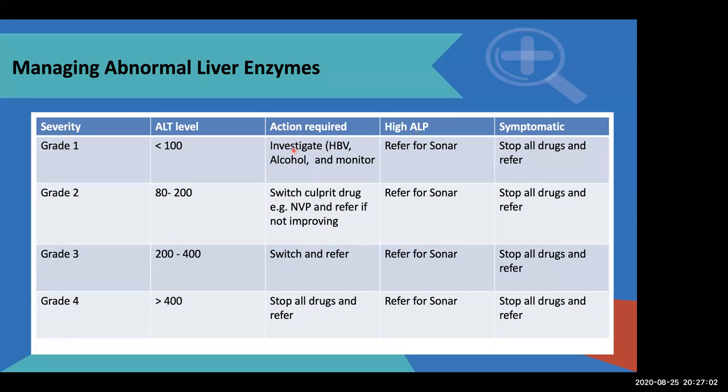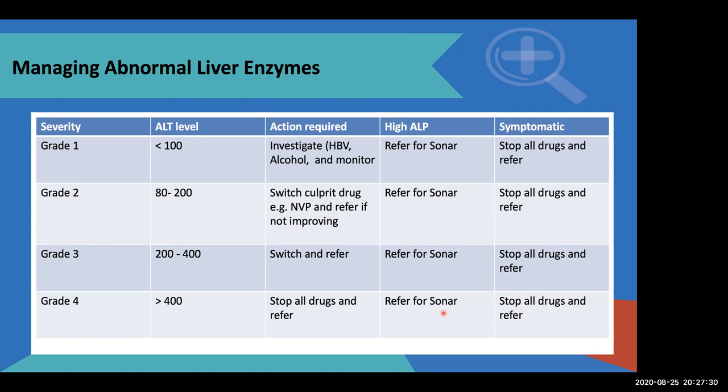So at the NIMART level, grade one toxicity is what you manage. Grade two, you manage after discussing with your doctor, because you need to stop specific liver toxic drugs and give your patient a better regimen. Grade three, grade four, they are beyond the NIMART scope. All symptomatic patients must be referred. All patients with a high ALP must also be referred for a sonar. So that's as simple as that.